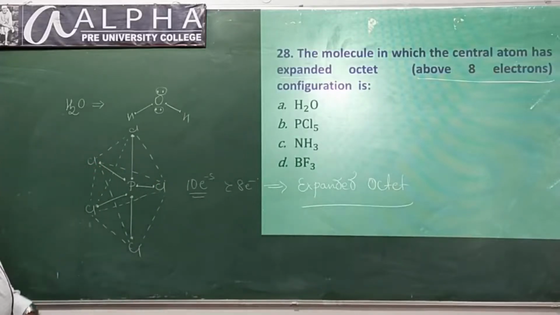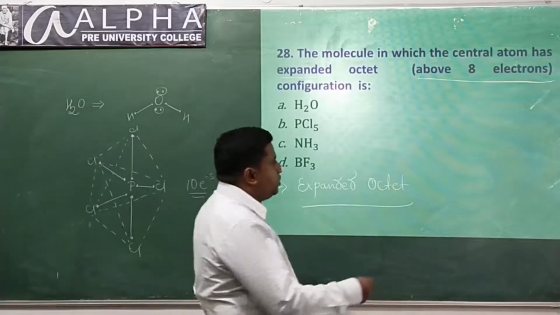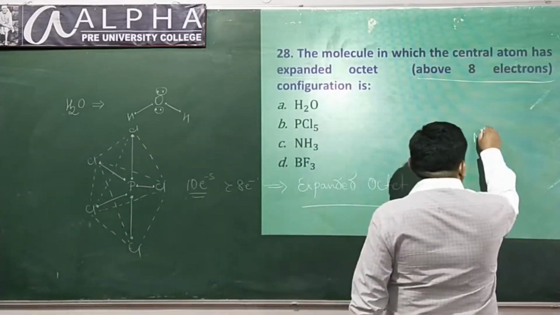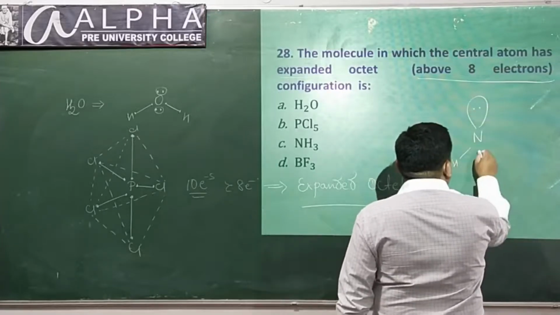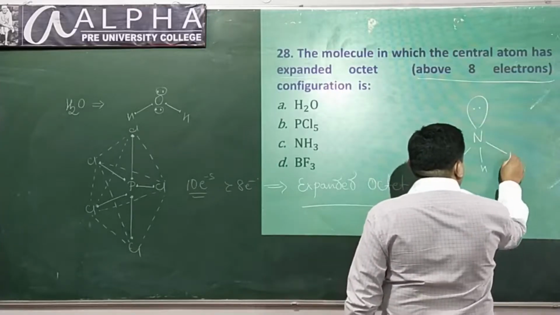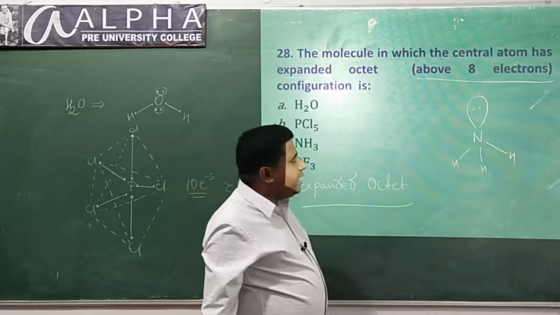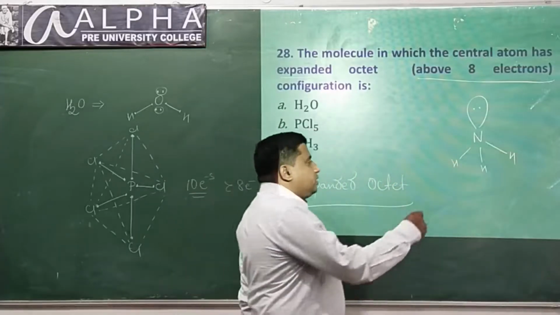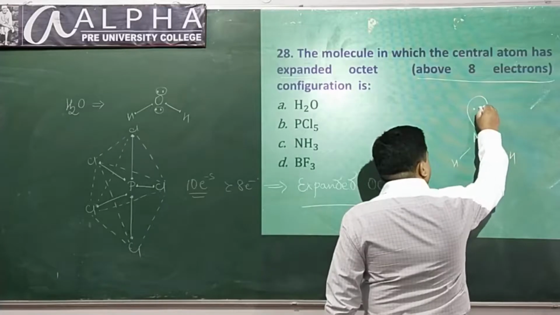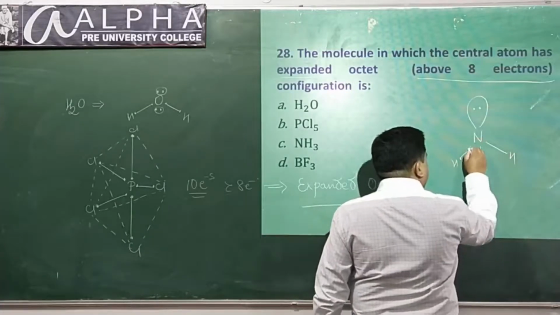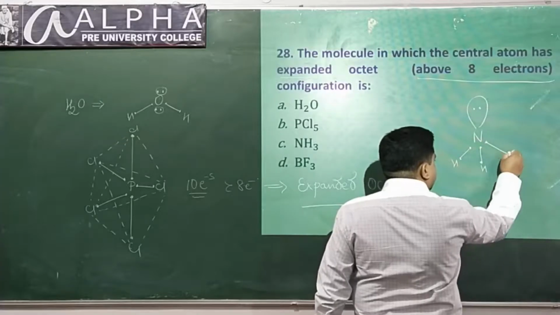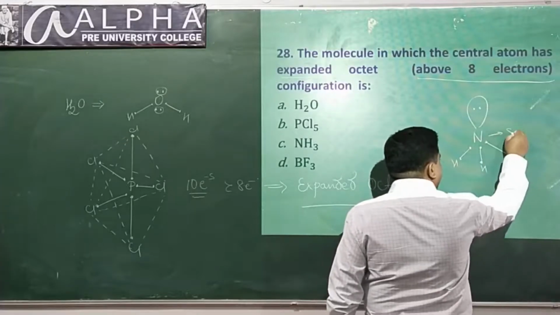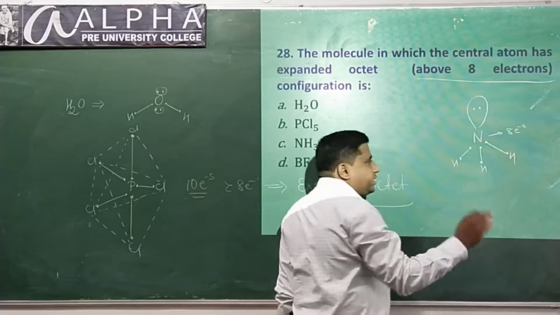Simple. Next, if you consider ammonia, what is the structure of ammonia? Pyramidal. It is like this. See this? It has one lone pair of electrons, and one hydrogen, second hydrogen, and third hydrogen. Now, how many electrons are there around nitrogen? 1, 2, 3, 4, 5, 6, 7, 8. So nitrogen has 8 electrons. The octet is complete.